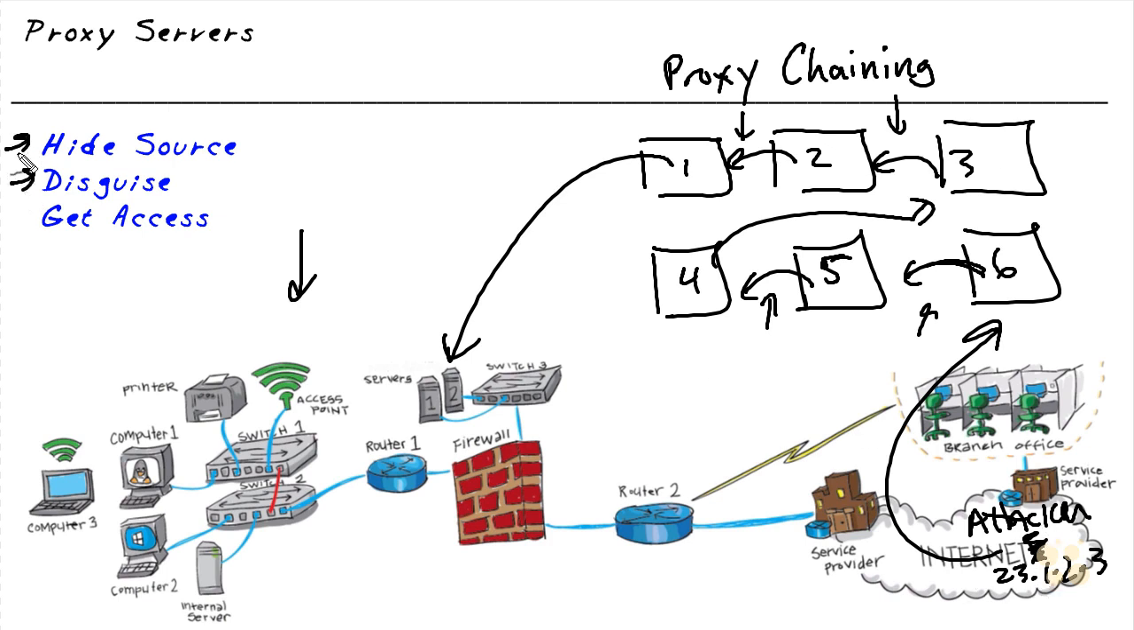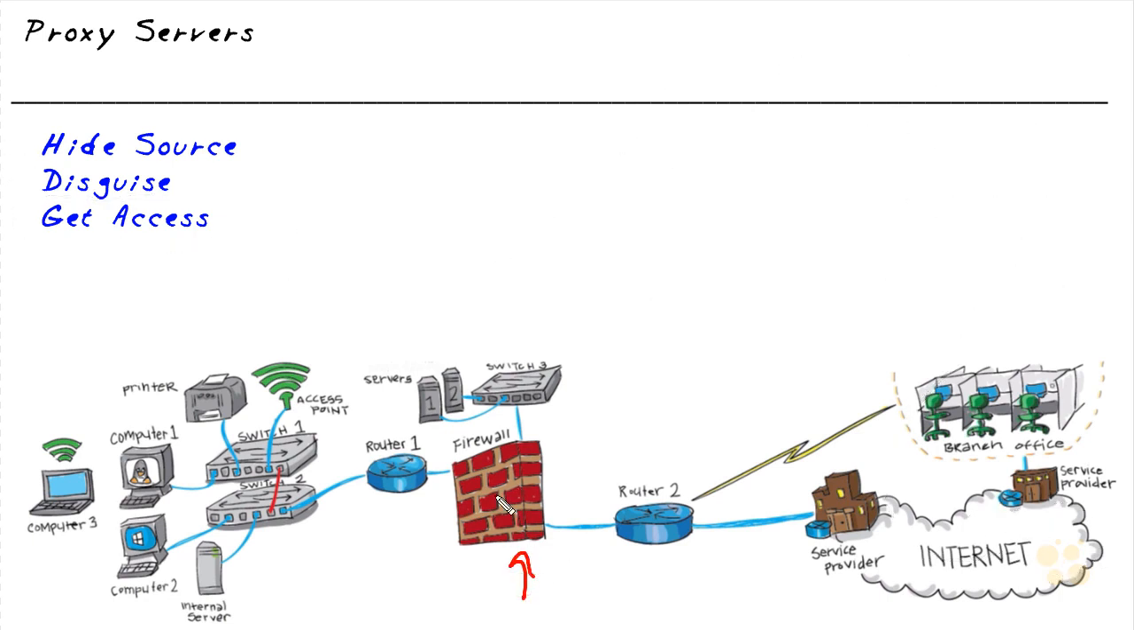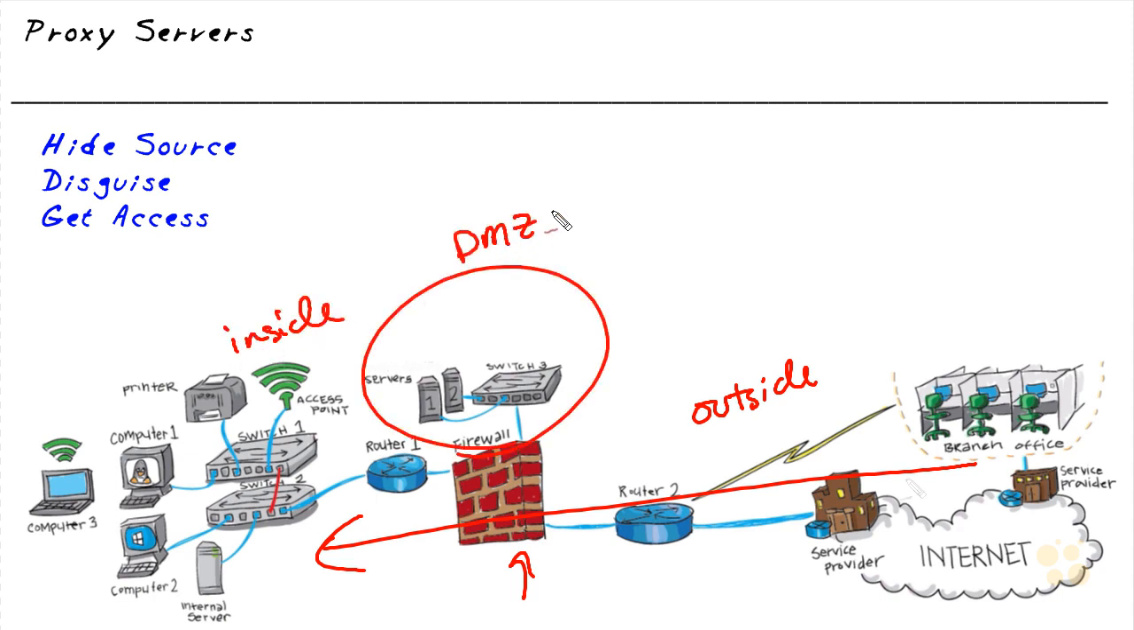And in addition to hiding and disguising the source IP address, an attacker may also use proxies to get access that otherwise wouldn't be available. For example, this firewall may have some rules that say there's absolutely no access from the outside to the inside. So here we have the outside zone, if you will. Here's the inside. And this is the DMZ, the demilitarized zone. Well, if the attacker can compromise a device on the DMZ, let's say that port 80 is allowed in for HTTP, with server 2 compromised, the attacker could install some proxy software on that server and have that server act as a proxy for further access into the network.